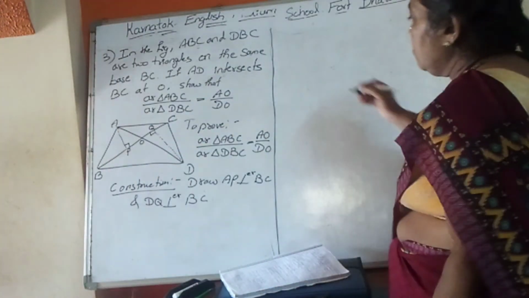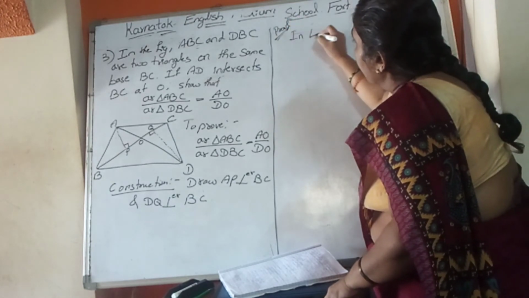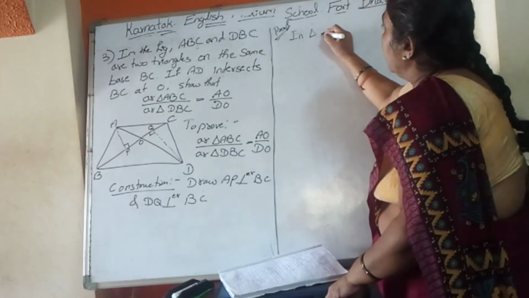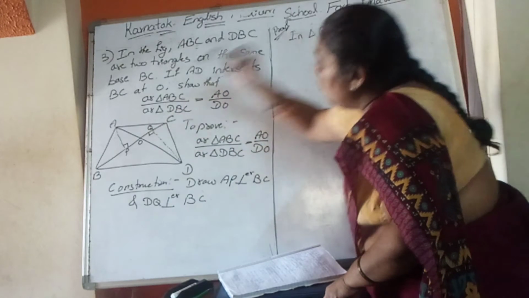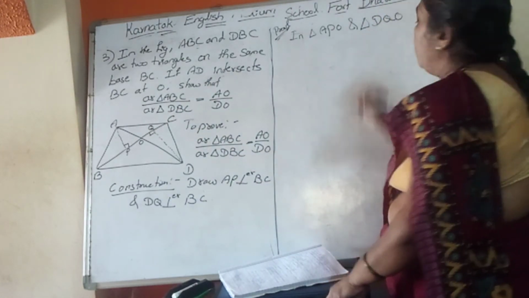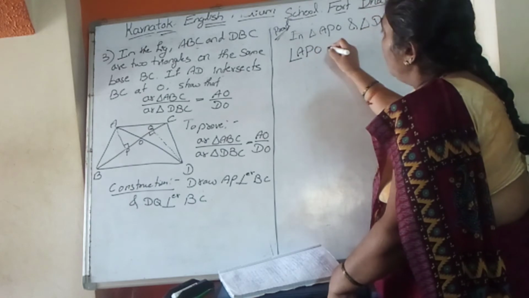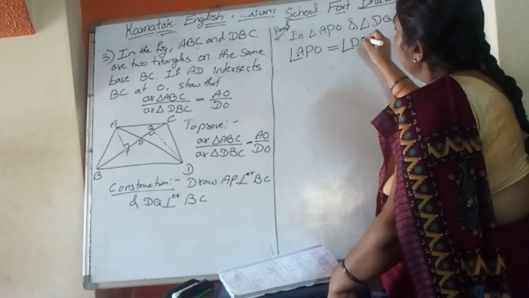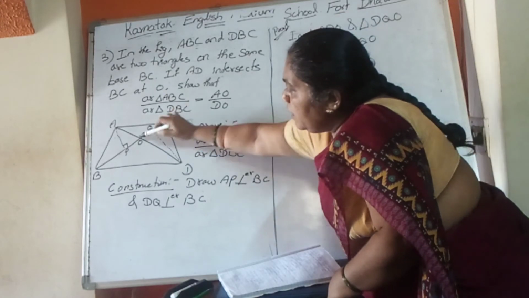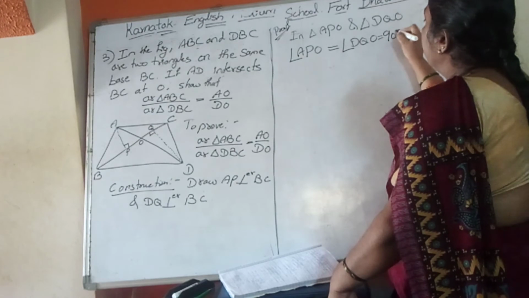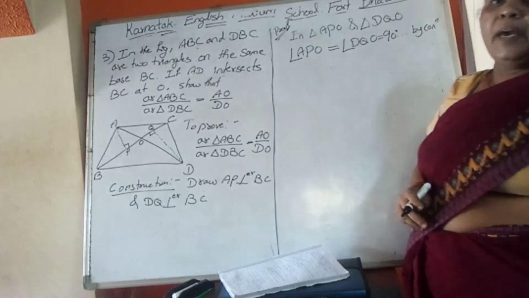So, observe here. In triangle APO and triangle DQO, in these two triangles, angle APO equals angle DQO equals 90 degrees. How? It is by construction.